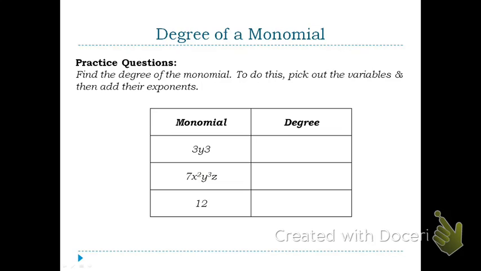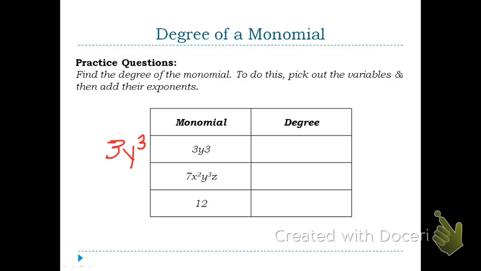Alright, so let's see if we can calculate the degree of these monomials here. Remember that a number by itself or a coefficient or a constant does not get a degree, only the variables. That first question there appears to be a typo because that 3 should be up in the air. So this one is 3y to the 3rd power. I don't know why that 3 is down low like that. So see if you can do this page on your own, and then we'll go over the answers.